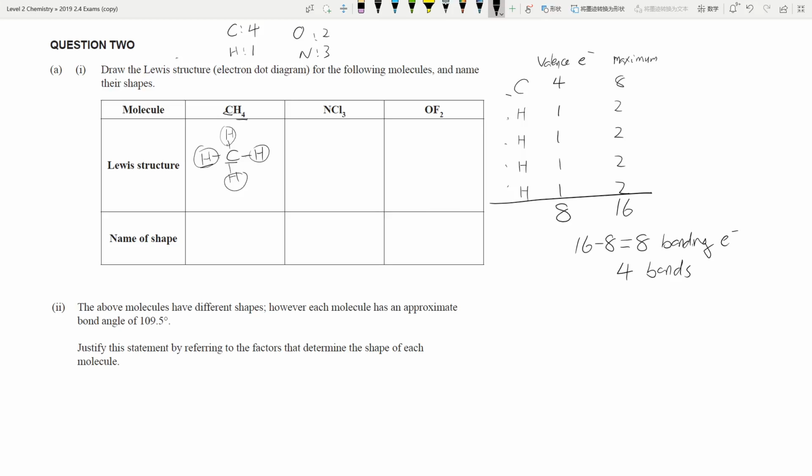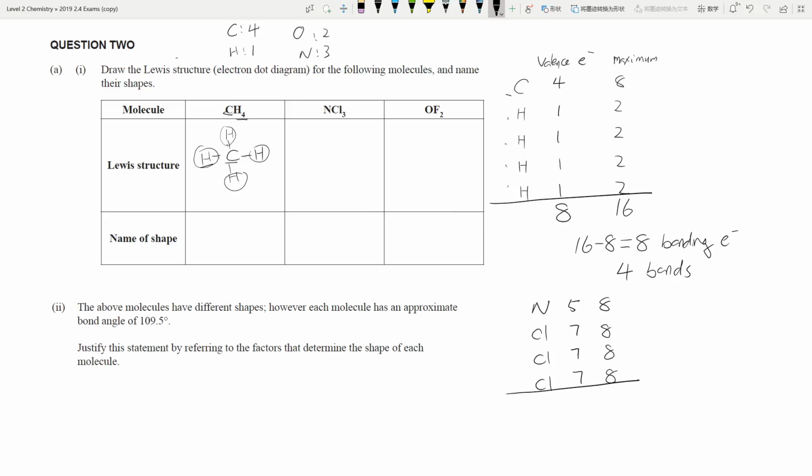So for NCl3, again, if we use this method, this works all the time in year 12. It doesn't work in year 13 anymore because of the expanded octet. But I personally think the year 13 one's actually easier to do. So let's think about the NCl3. Nitrogen is a group 15 element, so it has 5 valence electrons. Chlorine has 7 because it's a group 17 element, and they all need 8.